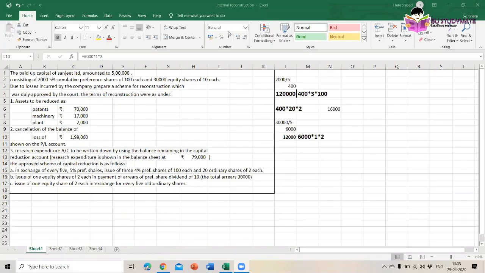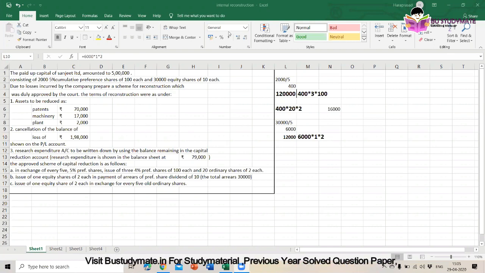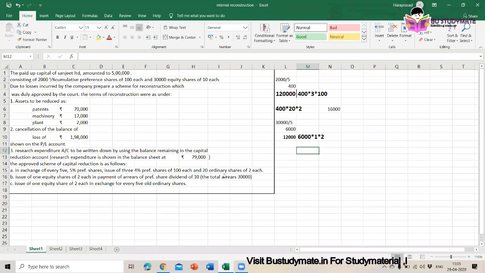And yesterday you have written the question, this one. And yesterday I told you about the equity shares and preference shares, how this has converted, and in exchange of the 5, 4, all these things.